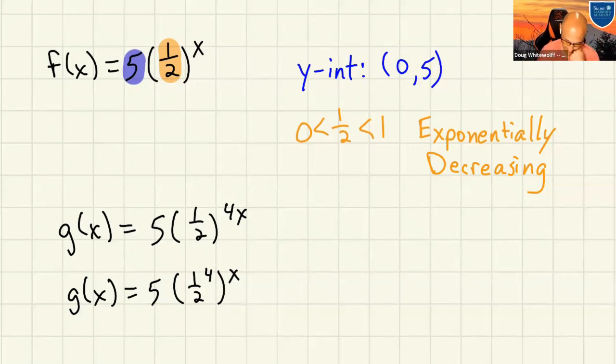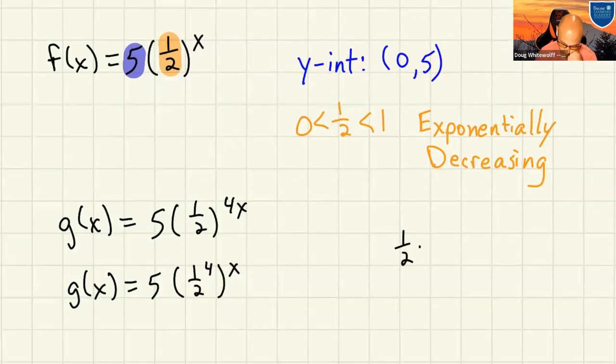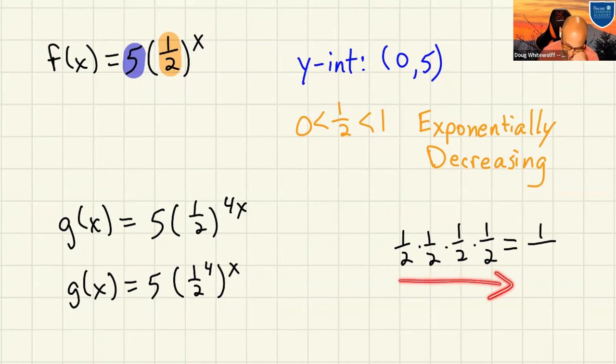So check this out. 1/2 times 1/2 times 1/2 times 1/2. Now, when we multiply fractions, we multiply across the numerators. 1 times 1 times 1 times 1 is 1. And across the denominator, 2 times 2 times 2 times 2 is 16.